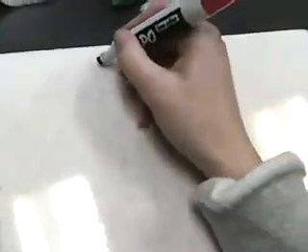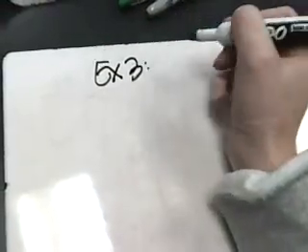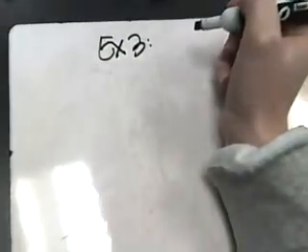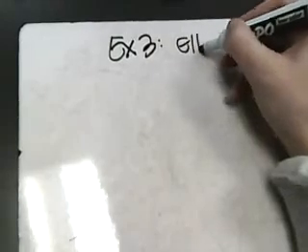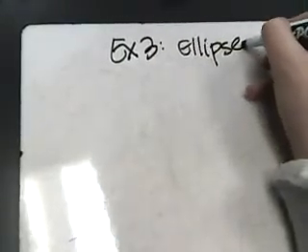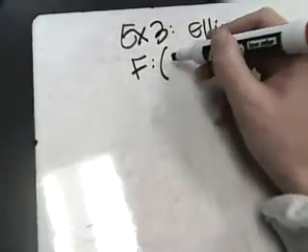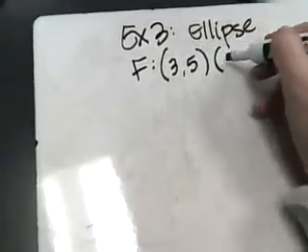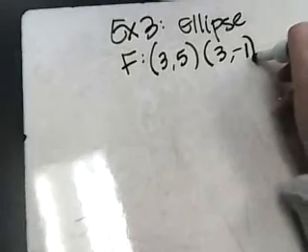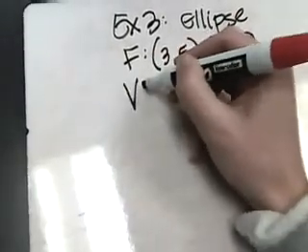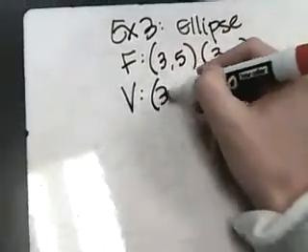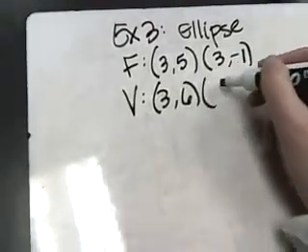Let's skip to example 3. Example 3 is write an equation of the ellipse. So it tells us we're doing an ellipse. It gives us foci of (3, 5) and (3, -1), and gives us main vertices of (3, 6) and (3, -2).